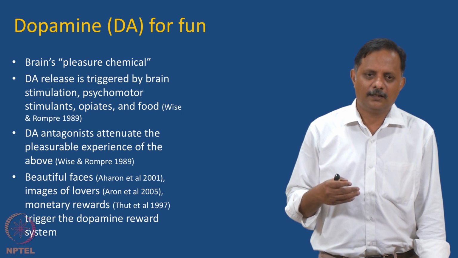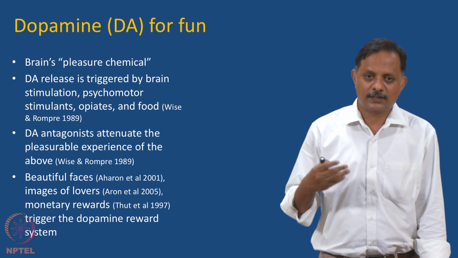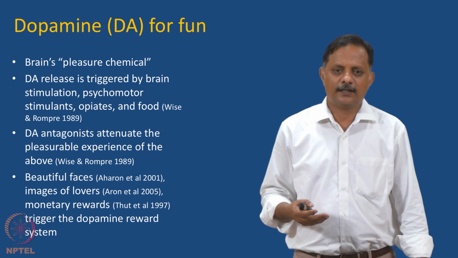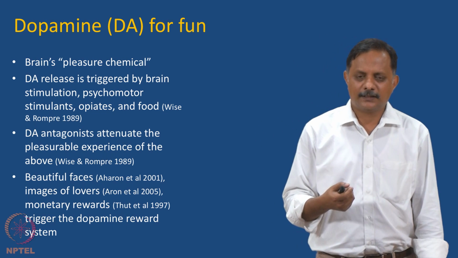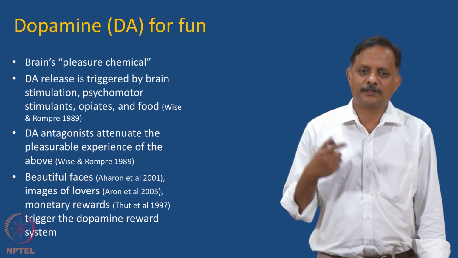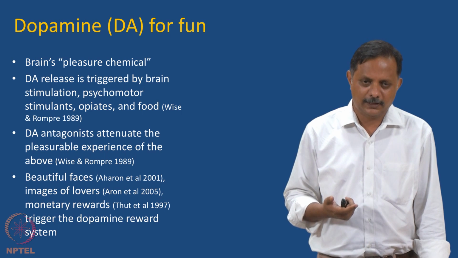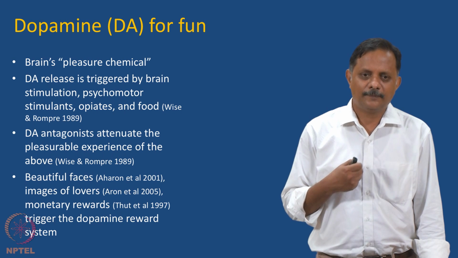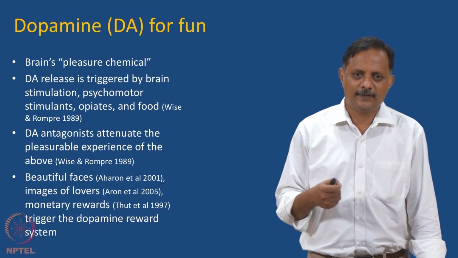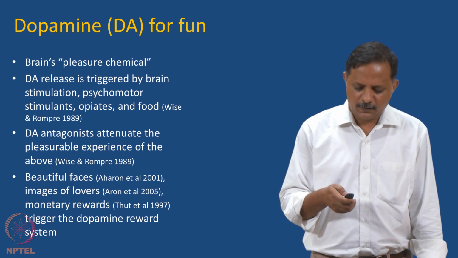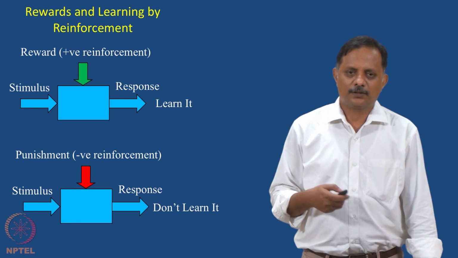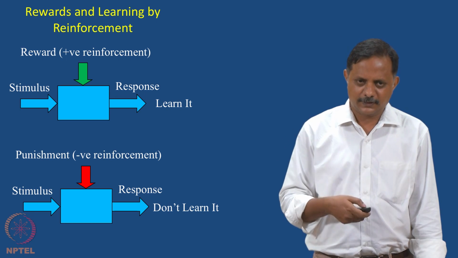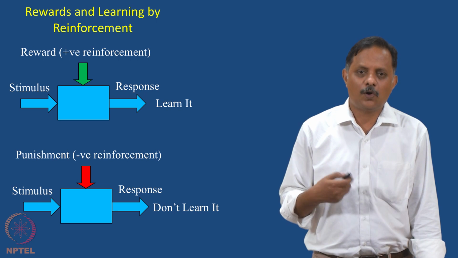In addition, presentation of beautiful faces or images of lovers or presentation of monetary rewards, right, all this can also trigger the dopamine system. So the dopamine cells are known to be part of a much larger circuit, a reward system, a reward circuit in the brain, right? And the dopamine signal basically indicates that the organism or the human being has received a pleasurable stimulus. So there is a simple conclusion that you can come to based on the previous set of facts, which is that dopamine represents reward, right, for the animal.